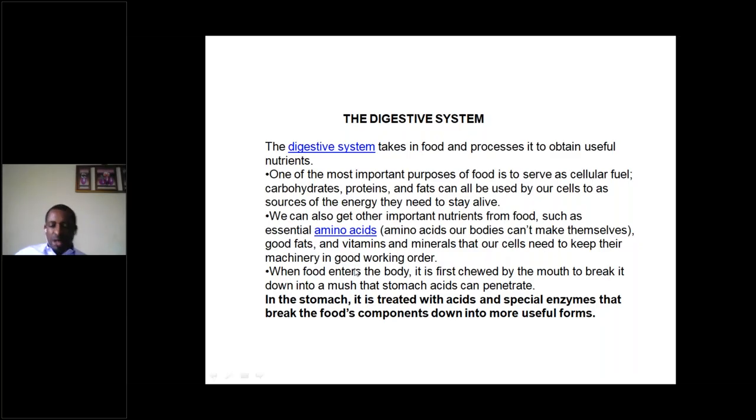So when food enters your body, what happens first? You chew it or you swallow it, depending on the type of food.